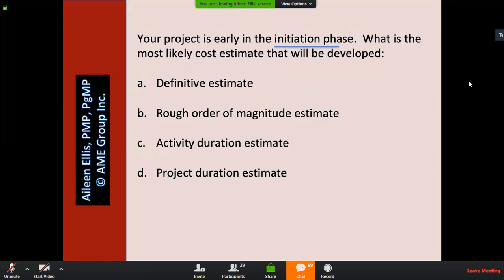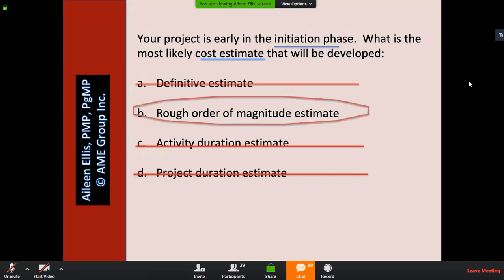So we're early in the initiation phase. Answer A is definitive estimate. That estimate would come later when we have more information. Activity duration estimate, project duration estimate, they are not cost estimates. So the answer we're looking for here is rough order of magnitude. So again, I'm going to assume my explanations are making sense unless you ask questions in the chat area.